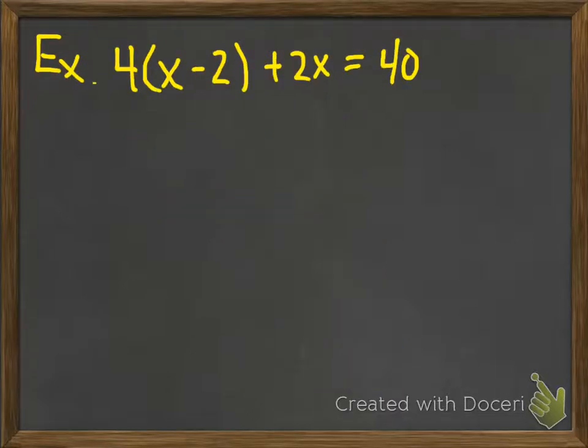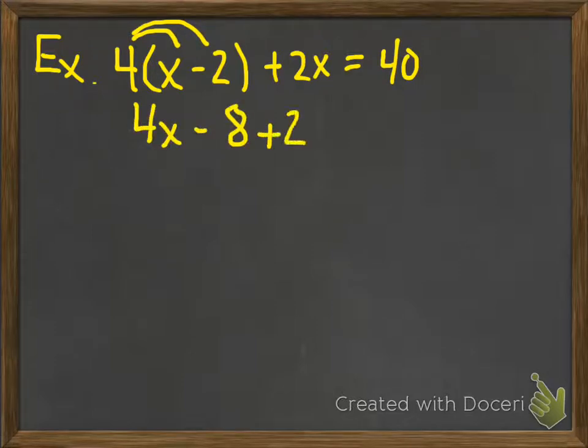Alright, the next example: 4 times the quantity x minus 2, plus 2x equals 40. Now, we see here we have parentheses. What do we do with those parentheses? Distribute. Yes, you do distribute. So that would be 4x minus 8 plus 2x equals 40. So what we did was we said 4 times the x is 4x, 4 times the 2 was 8. Now you can see there are 2 x's there, so we can combine those like terms. 4x plus 2x is going to be 6x minus 8 equals 40.